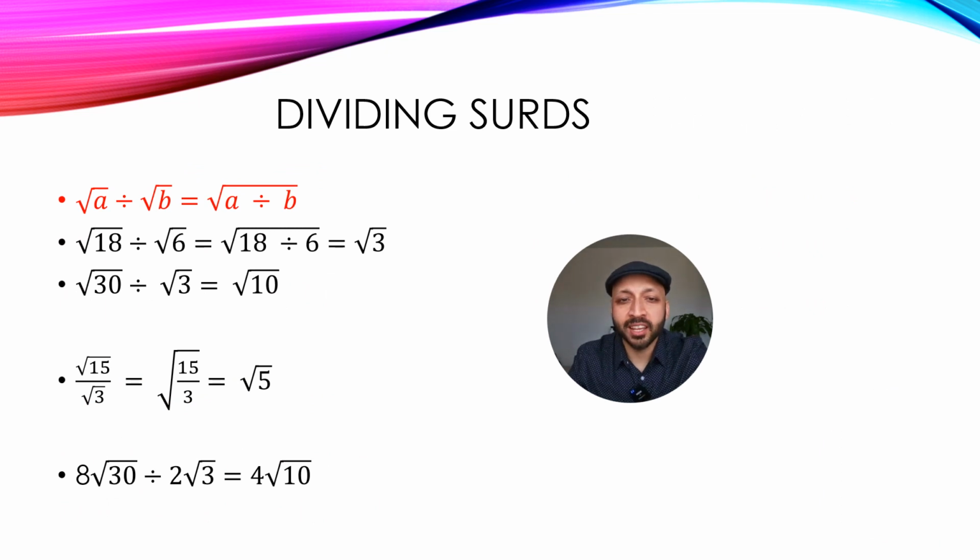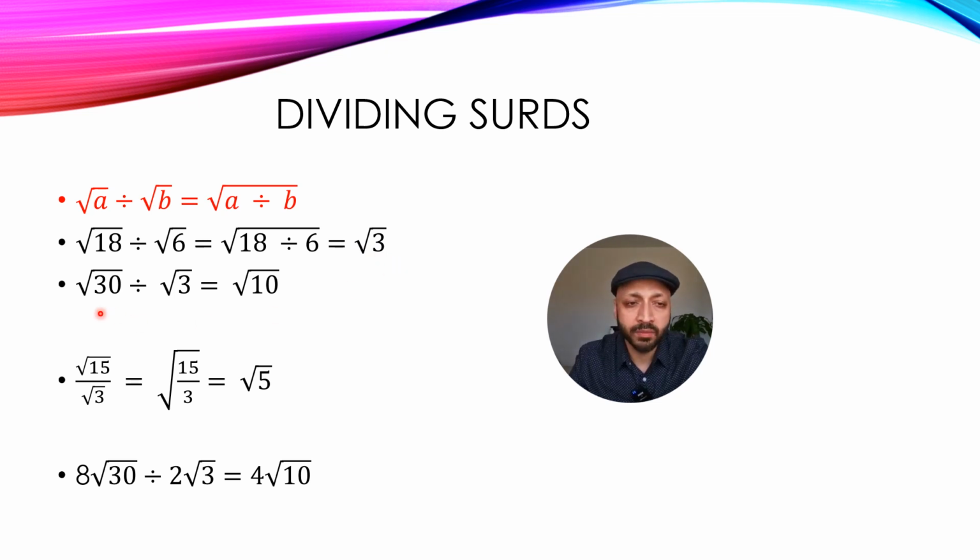So dividing surds is as easy as multiplying surds. You just divide the numbers. So here you got square root of a divided by square root of b. And the answer will be square root of a divided by b. So let's have a look at an example. You got square root of 18 divided by square root of 6. So all you're doing is opening up the square root and then doing the division. 18 divided by 6 is 3. So the answer is square root of 3.